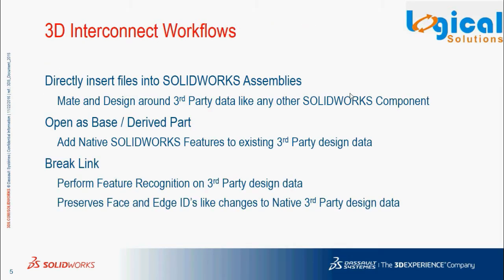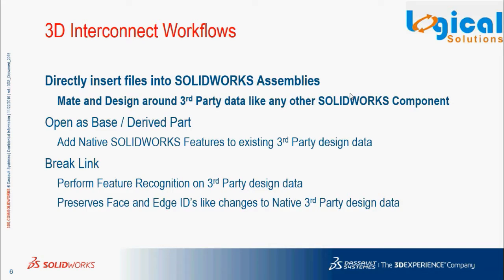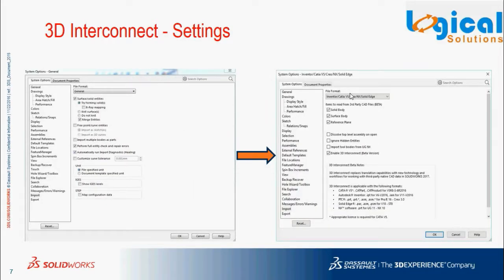In this demonstration, we are going to look at three different workflows to showcase the flexibility of working with 3D Interconnect. The first workflow focuses on directly inserting files into SOLIDWORKS assemblies, probably the most commonly used method of leveraging 3D Interconnect data. Before proceeding further, look at the settings to be done for 3D Interconnect. Open settings from Tools, Options, System Options and select Import. For file format, select Inventor, Unigraphics, Solid Edge from the pull-down and check the Enable 3D Interconnect option.